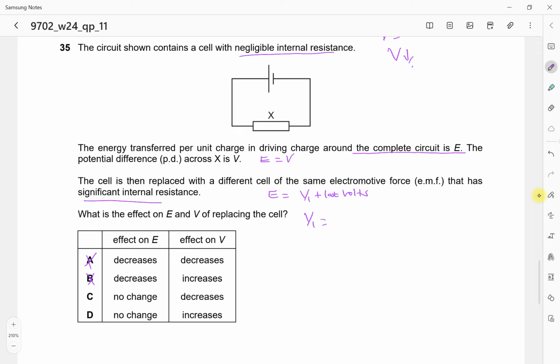So V1 is going to be EMF minus the lost volts in the second case. Because there's internal resistance in the second cell, the value of V1 is going to be less than V. So V1 decreases. So the answer is going to be C. V1 is less than V. So we say V decreases.